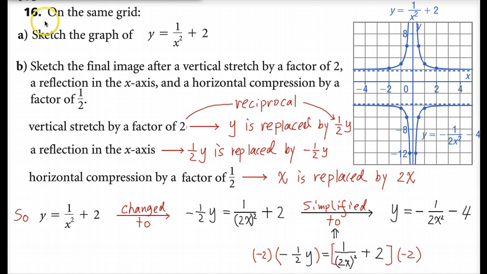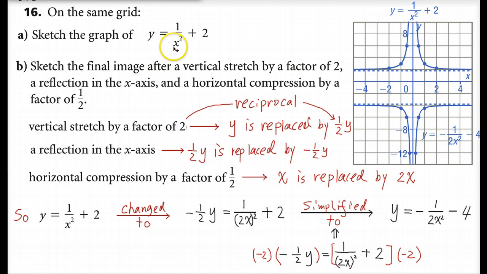Question number 16 on 3.3, asking to sketch the graph of y equals 1 over x squared plus 2. That's the original function. And in section B, it's asking to sketch the final image after a series of transformations. Okay, so first we graph this. This is the rational function.